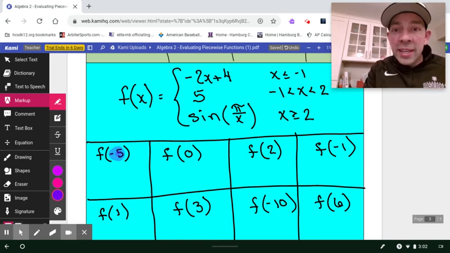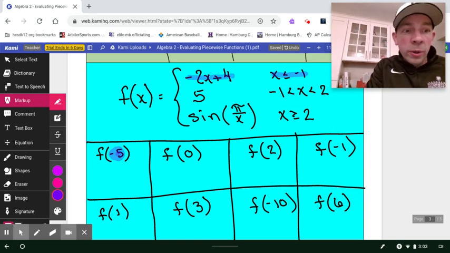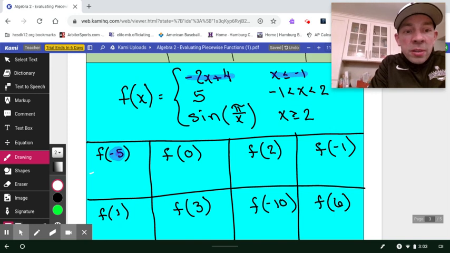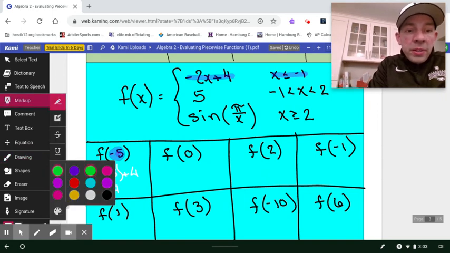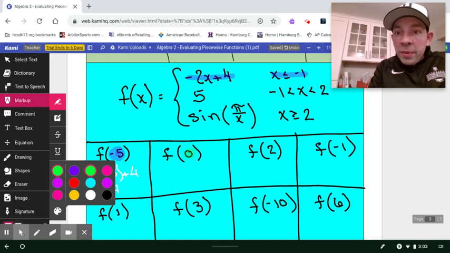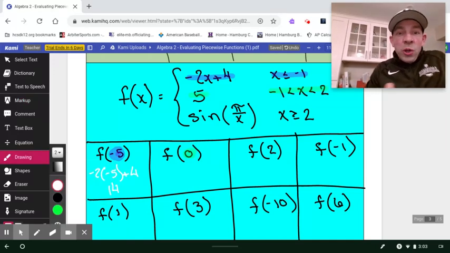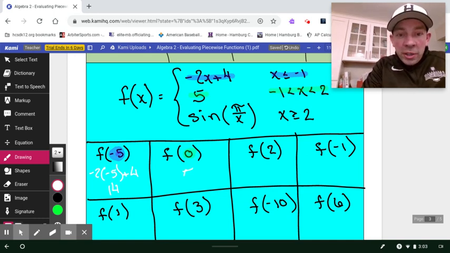Well, we could say that negative 5 is less than or equal to negative 1. So therefore, negative 2x plus 4 is the active function. Substituting a negative 5 makes 14. All right, what about 0? Let's see where 0 takes us. 0 is somewhere between negative 1 and 2, so now here's my active function. What's weird about this one is there's no x to substitute the 0 into, so the answer is just strictly 5.